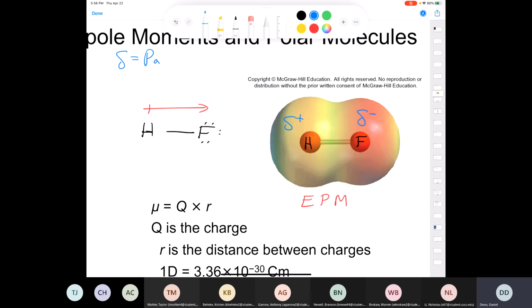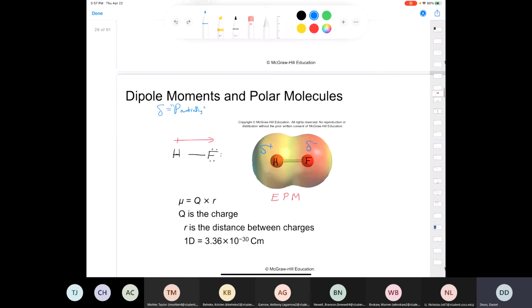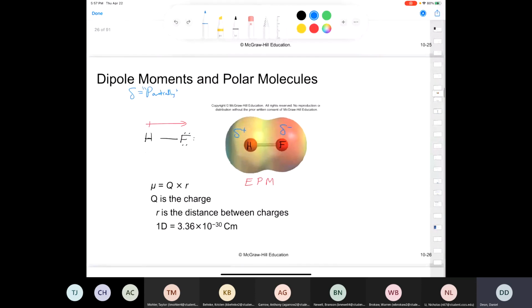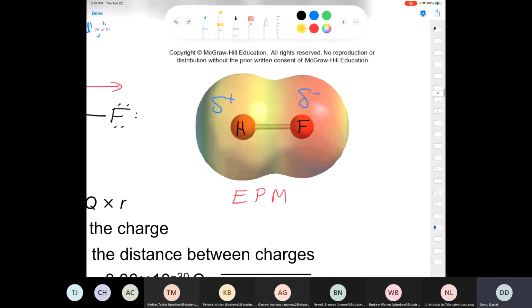Delta in chemistry means partially. We're not talking about a cation and an anion. We're talking about partial positive charge and partial negative charge. So that permanent partial separation of charge, we call that a dipole, and it results in what's called a dipole moment. Permanently, there's going to be more electron density on this side than on this side. Again, the consequence, and I'm repeating myself here, is that this side has more negative character, and this side is going to have more positive character.